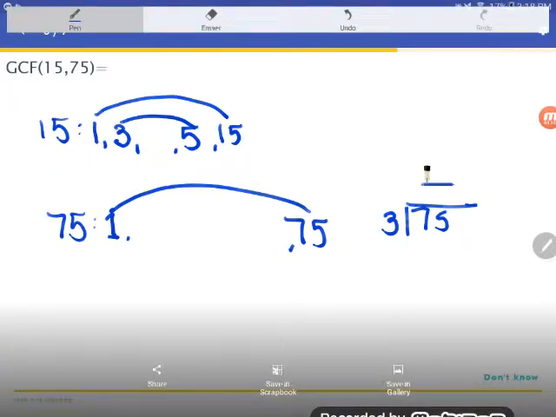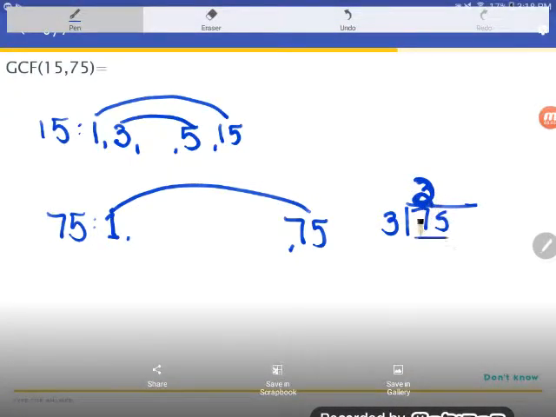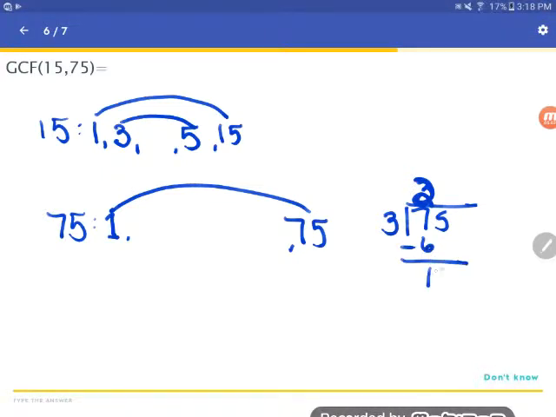But 3 goes into 7, as you know, 3 times. Oh, I lied. As you know, 2 times. How about that? And, of course, 2 times 3 is 6, so I have a remainder of 1. Drop my next digit. 3 goes into 15 5 times. So I can see that it divides by 3 perfectly, and when it divides by 3 perfectly, I get 25. There's 2 of my factors.